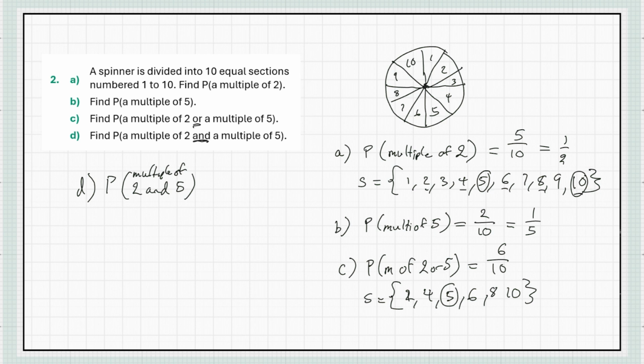So it has to be a multiple of 2 and a multiple of 5. If we look at the sample space, there is only one value that is both a multiple of 2 and a multiple of 5, which is 10. And that means that the probability of this occurring is 1 out of 10.